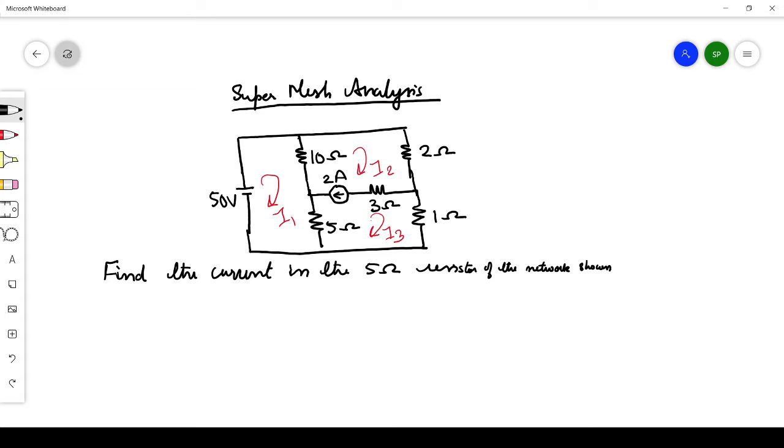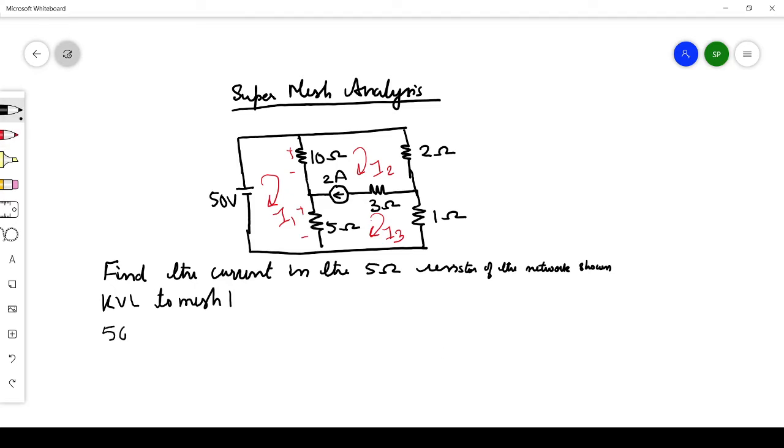Now let us write the equation for mesh 1. We'll be applying KVL to mesh 1. When you apply KVL to mesh 1, you will be getting, okay, the current source I have taken in this direction. So this is plus, this is minus, this is plus, this is minus. So you can easily write the equation for mesh 1.